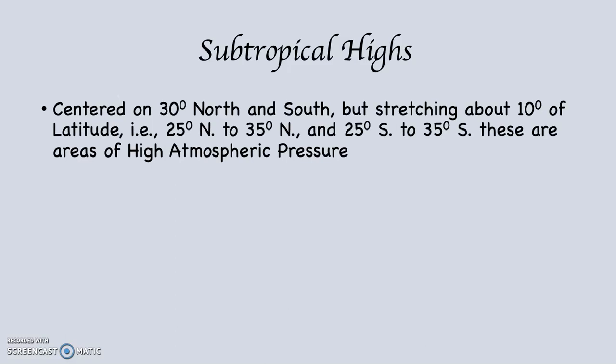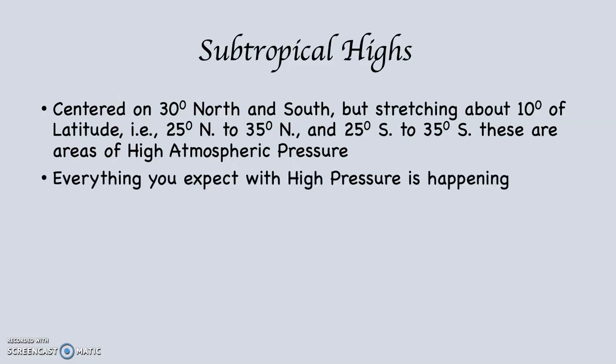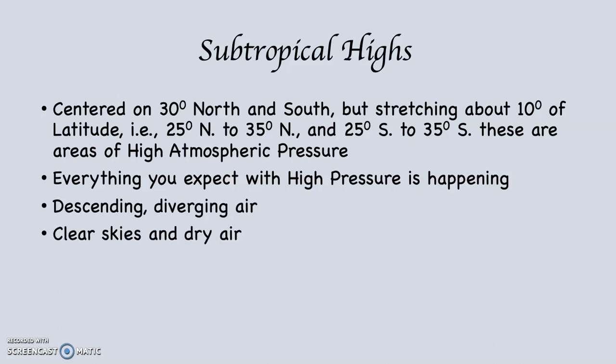Next are the subtropical highs. These are centered on 30 degrees north and 30 degrees south. But again, they stretch over about 10 degrees of latitude. That would be from 25 degrees north to 35 degrees north. You know, that's 10 degrees of latitude. And from 25 degrees south to 35 degrees south. These are areas of high atmospheric pressure. Everything you'd expect with high pressure is happening there, which is descending, diverging air, clear skies, dry air.